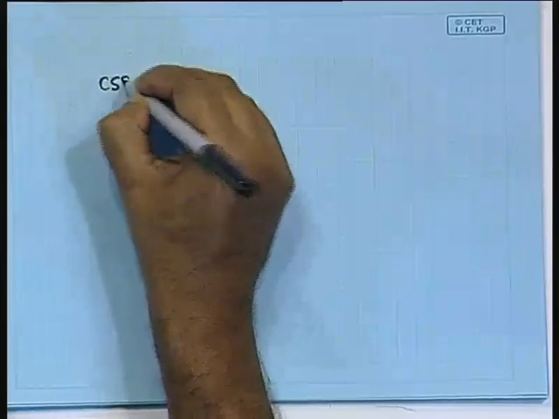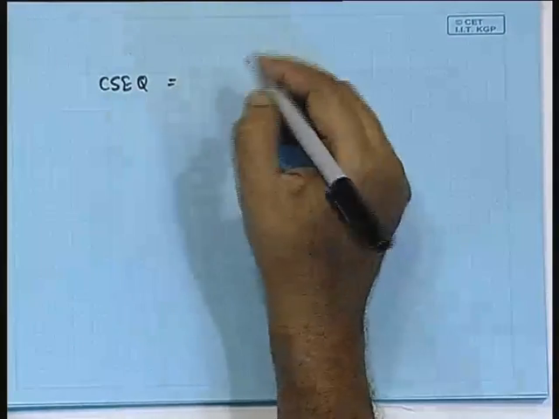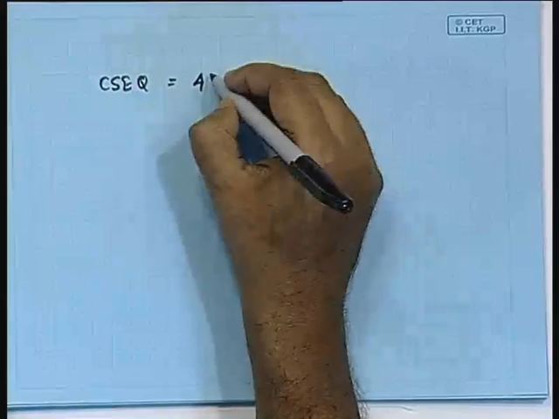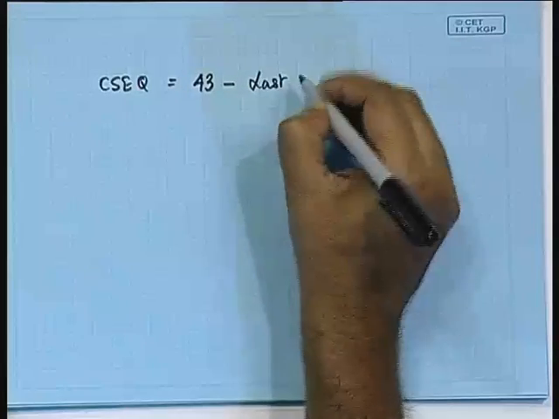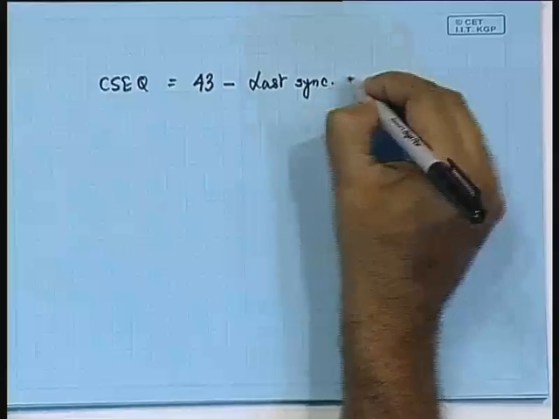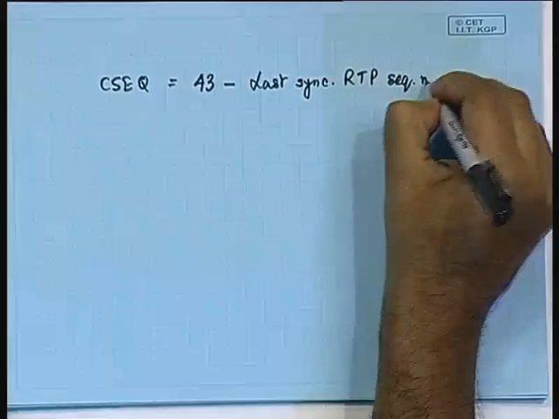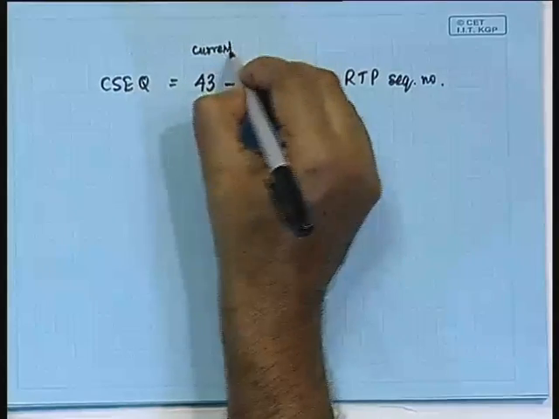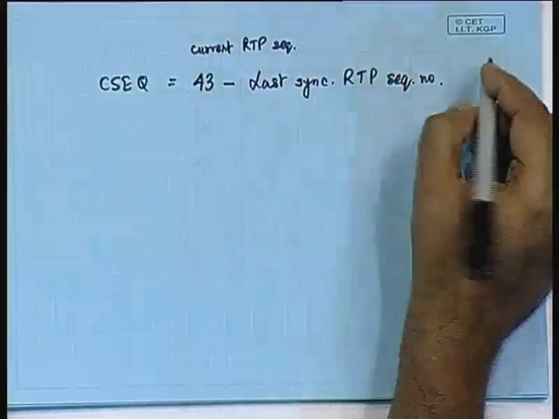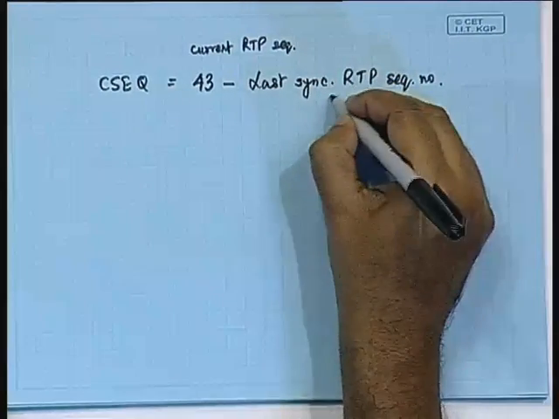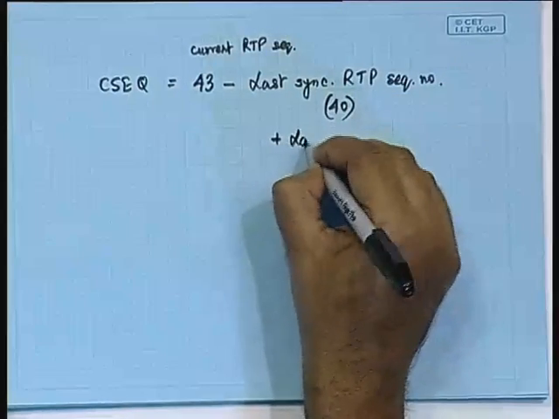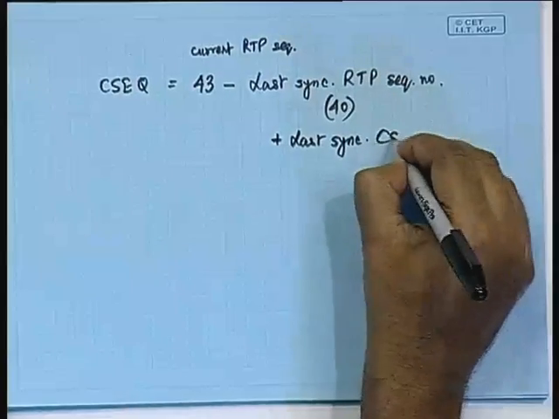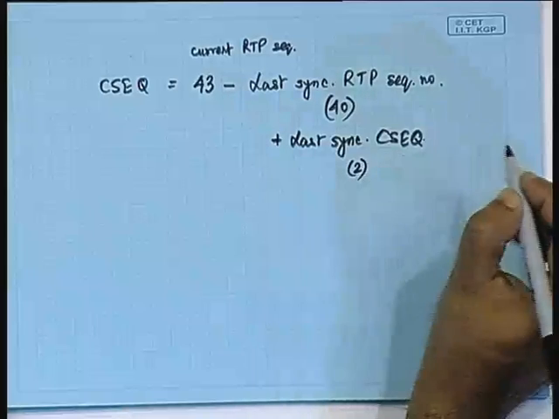The C sequence value can be computed as the current RTP sequence number, which in this case is 43, minus the last sync RTP sequence number, which we know is 40, plus the last sync C sequence, which had a value of 2.